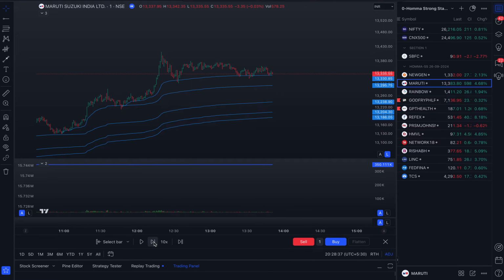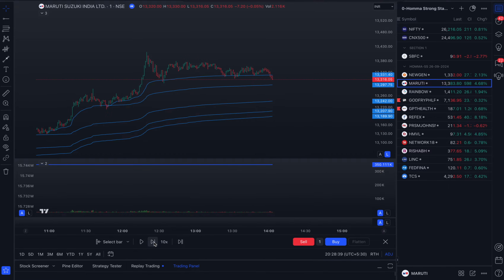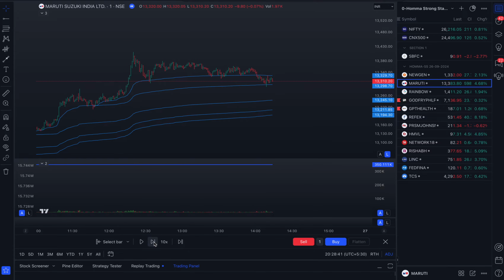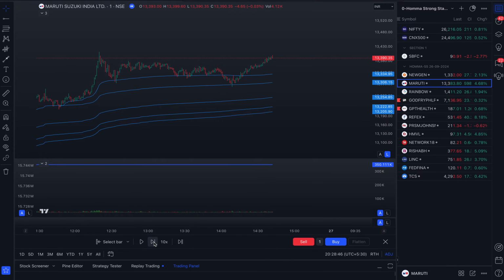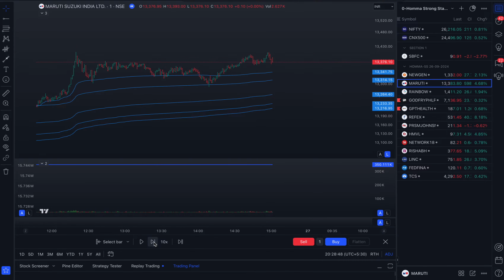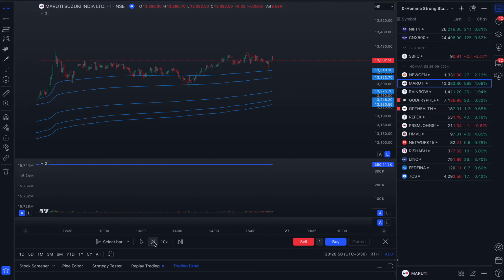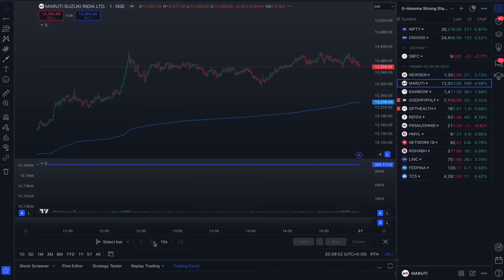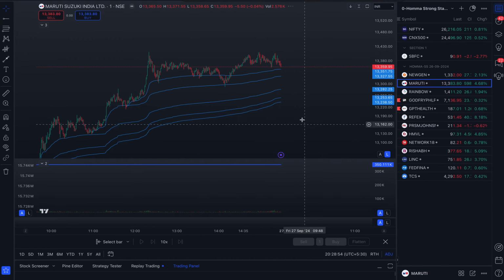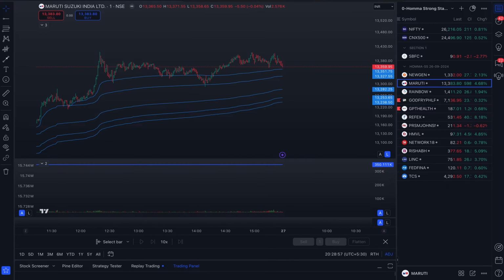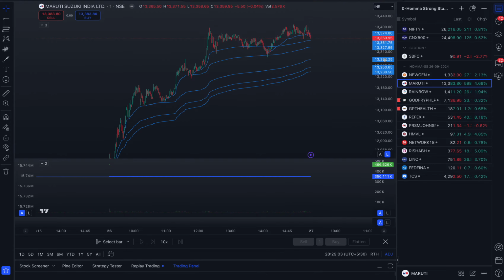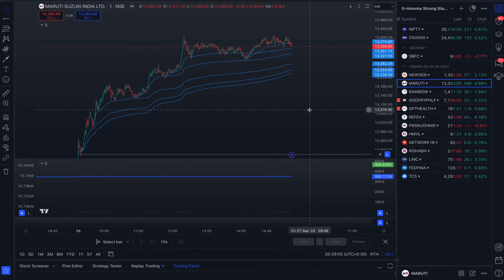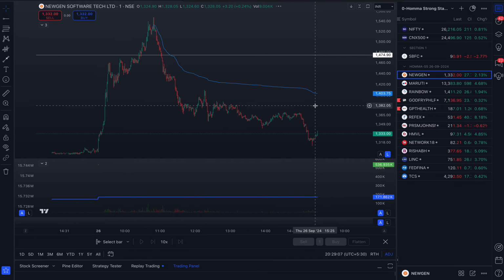I don't know how this actually closed, so let's play this out. Yeah, I think Maruti finished pretty strong. And another place you could have relayed is again here. So this is how they work. Now let's look at Newgen.